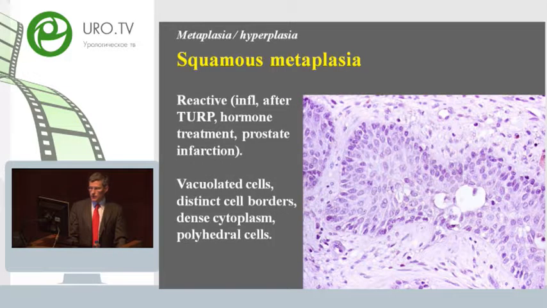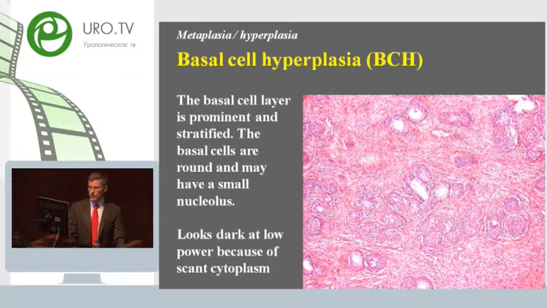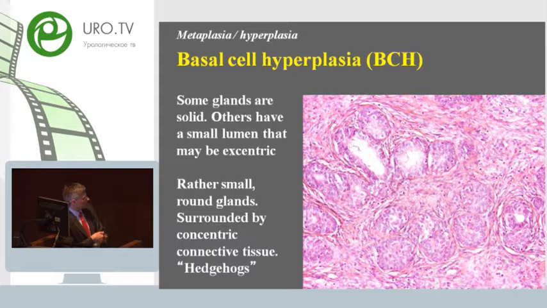We will skip squamous metaplasia as well and move on to basal cell hyperplasia, which is a reaction that may occur in BPH, sometimes because there is inflammation or prostatic infarction. You have small, dark, round glands. And the reason why the glands are dark is that you have a proliferation of basal cells. They are piled up on top of each other.